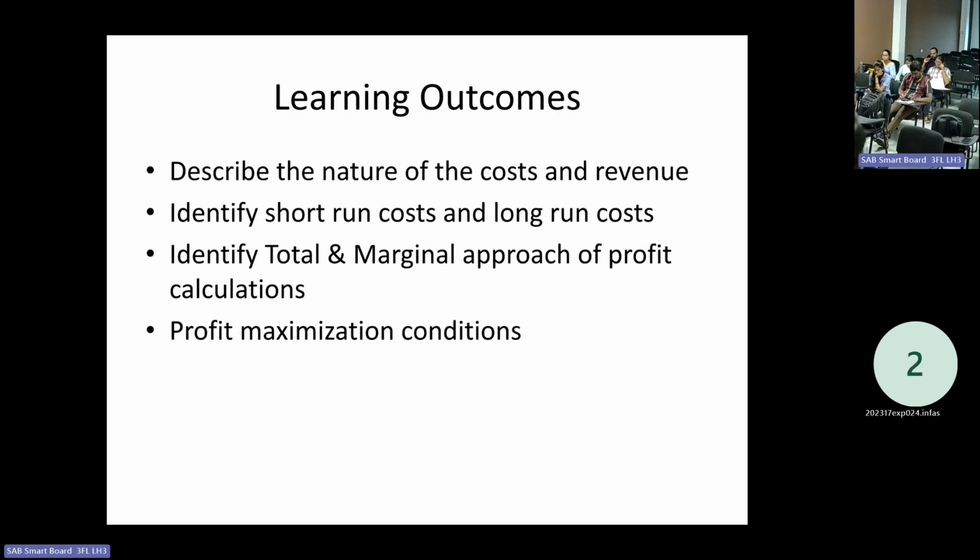And finally, we are going to talk about how the producer maximizes profit. That means the relevant output level and the price level. So we need to determine the profit maximizing output level and the price, and the maximum profit.